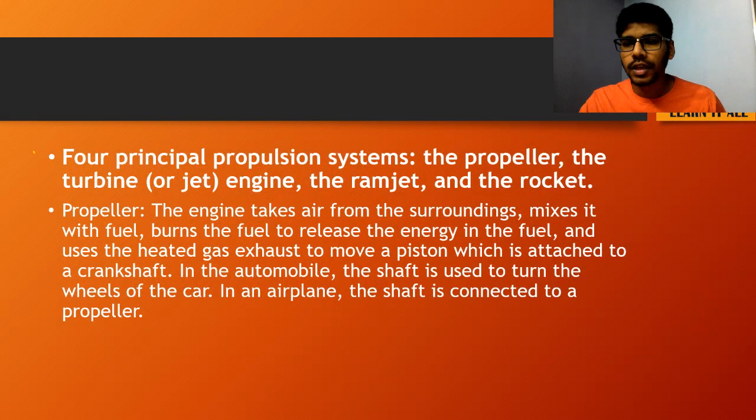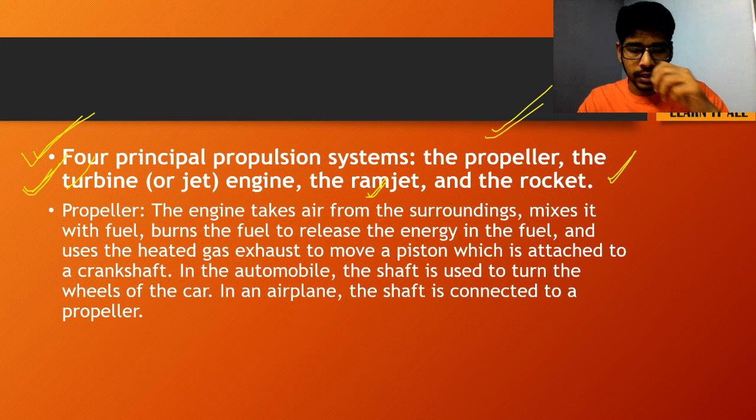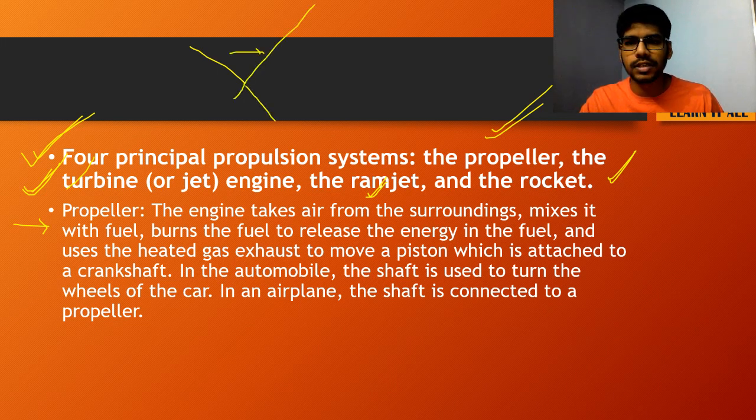The four principal propulsion systems are the propeller, which we already discussed, the turbine or turbojet, the ramjet, and the rocket. These are the four principal propulsion systems which we have been using now, right? So what do you mean by a propeller? The propeller is nothing but a fan, a fan-like thing with wings, which actually propels, which actually moves.